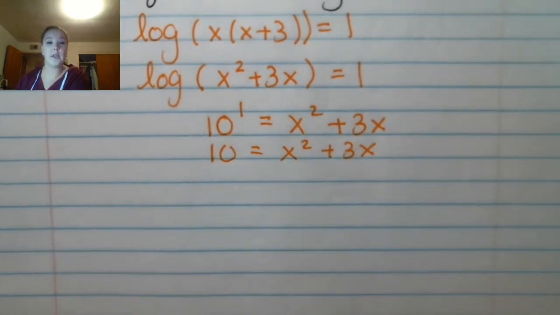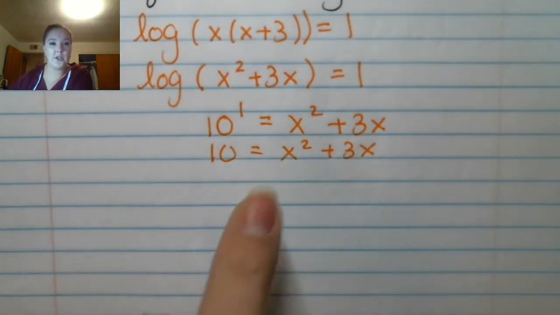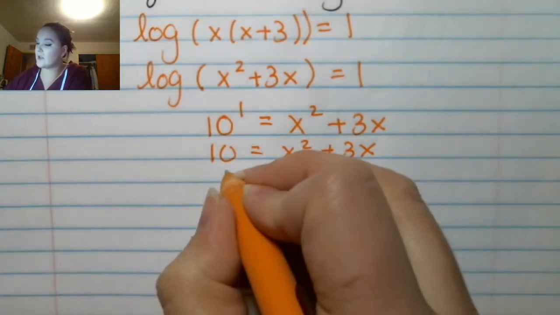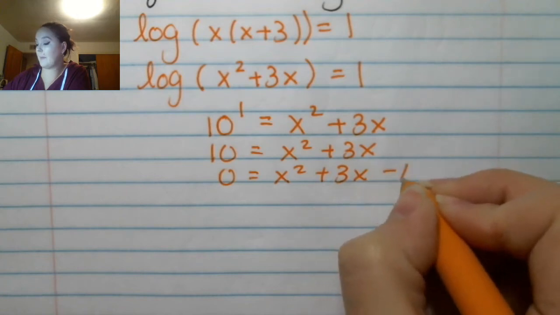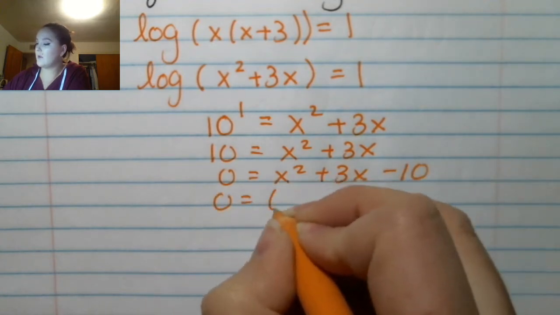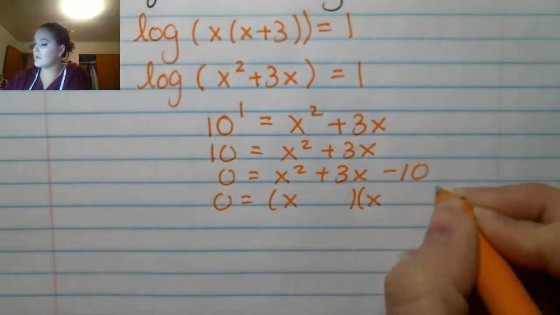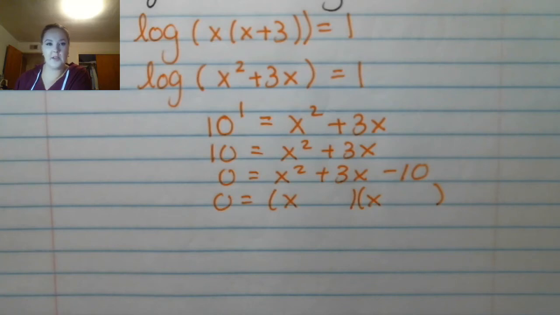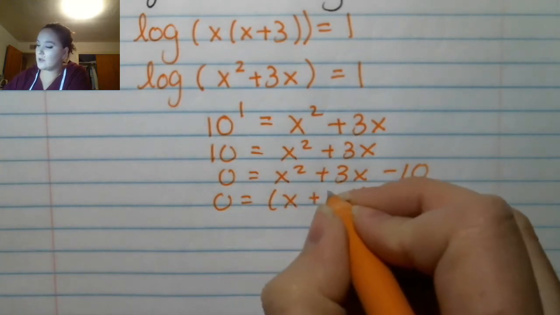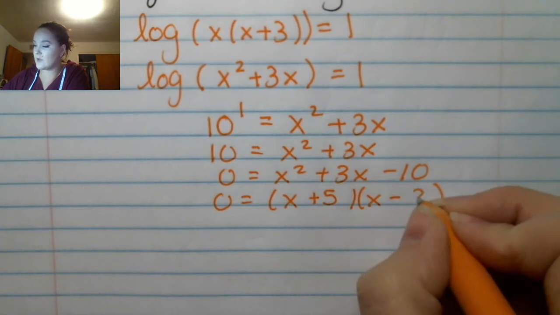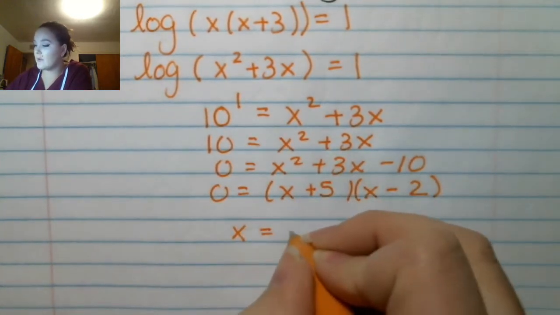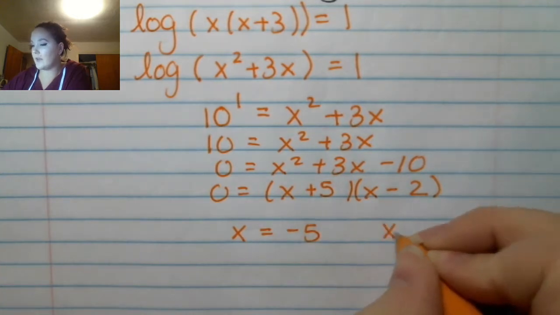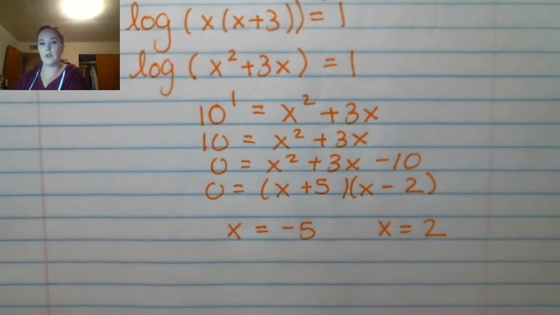Now, because I have an x squared type of equation, I'm going to move everything to one side and try to factor. So I get x and x. What multiplies to negative 10 and adds to 3? I think it should be plus 5 and minus 2. And I get my two solutions, x equals negative 5 and x equals 2.